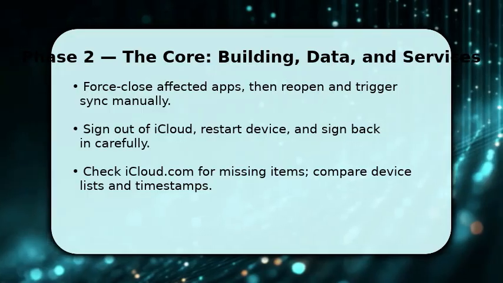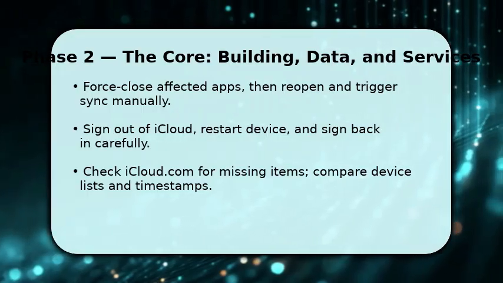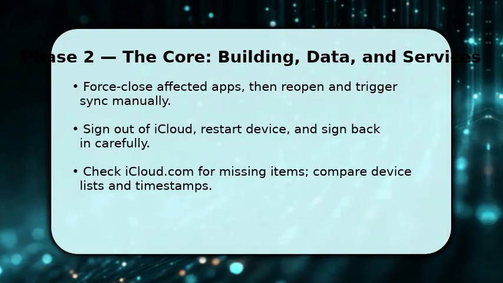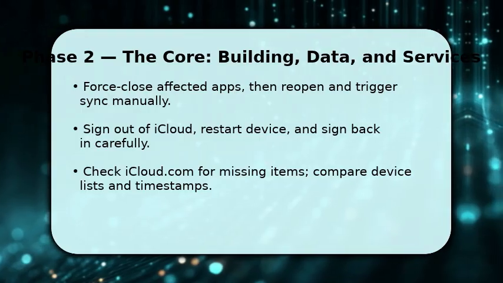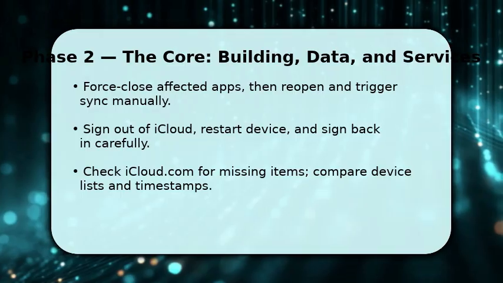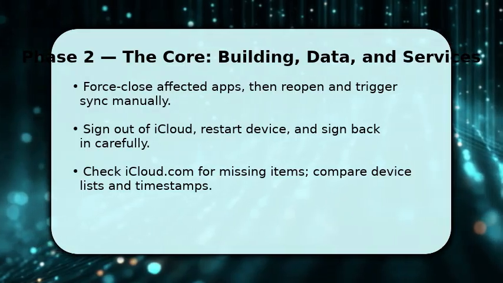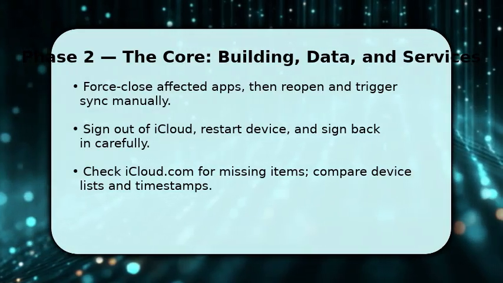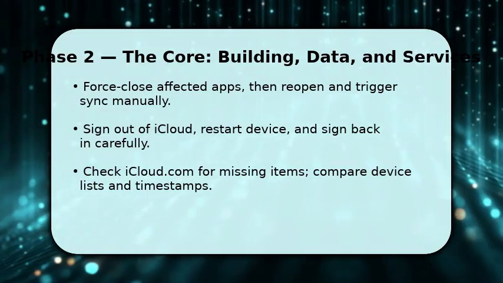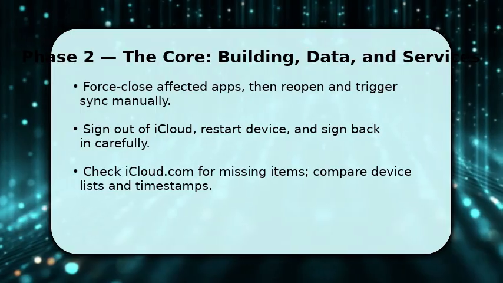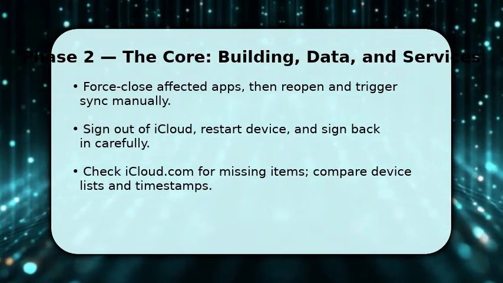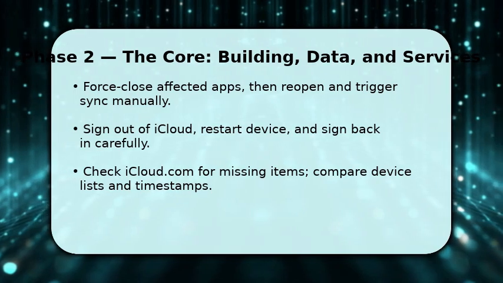Next, you target the sync mechanisms and app-specific problems that often cause iCloud errors. Force close the apps showing issues, reopen them, and initiate a manual sync or upload. This isolates app-level failures. If problems persist, sign out of iCloud on the device, perform a full restart, and sign back in. This refreshes tokens and permissions. Also, inspect iCloud.com from a browser to confirm whether data exists server-side. If it does, you know the issue is device or network-related.